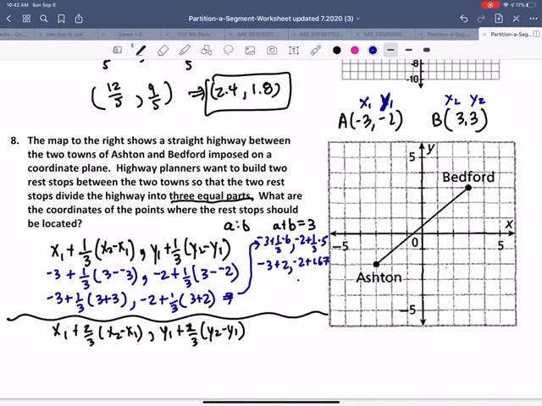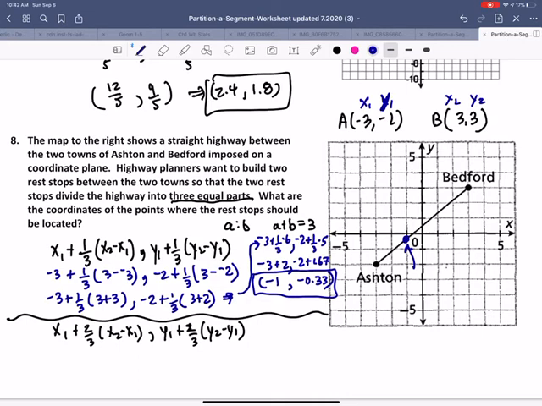Okay, so if I subtract 2, I get -0.33. And this I get -1. So that's where my location of my first one is -1, -1/3. Okay, that's looking pretty good. -1, -1/3. That's looking really good. Okay, first rest stop location found. Now let's find the next rest stop.